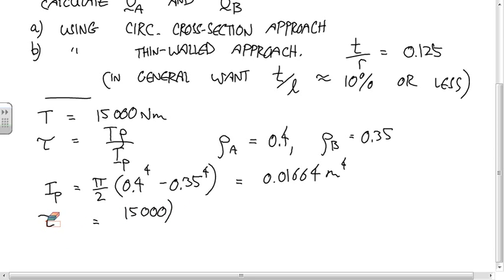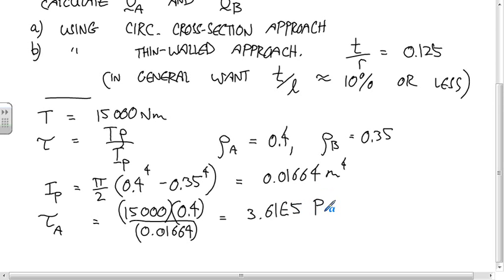So we're going to calculate these two shear stresses separately. So let's first do it for A. 15,000 times 0.4 divided by 0.01664, and you get a value of 3.61 times 10 to the 5th pascals.